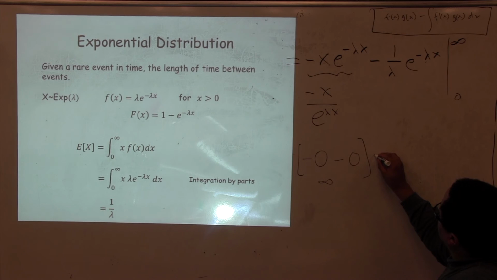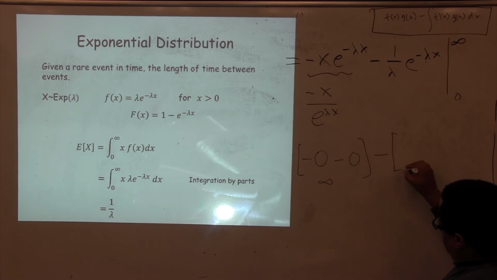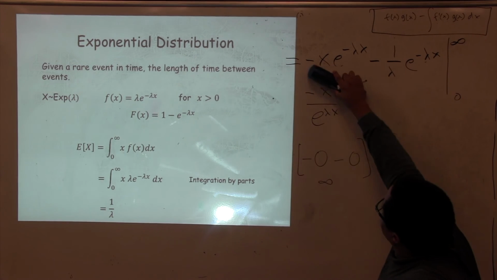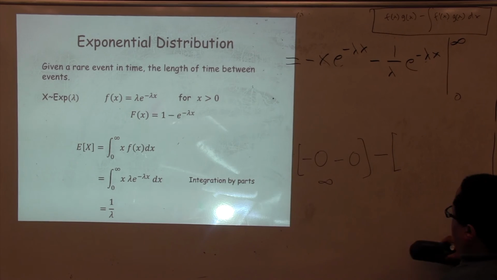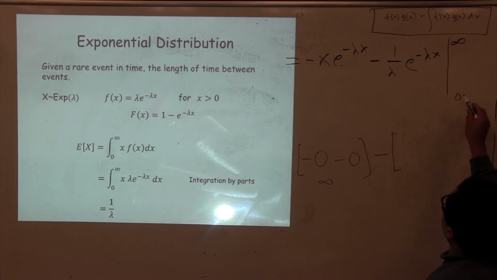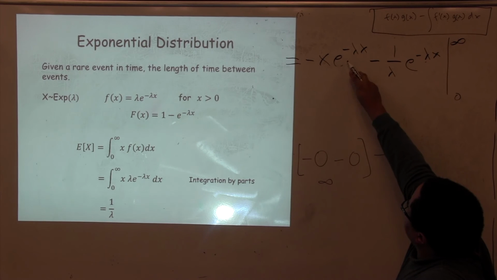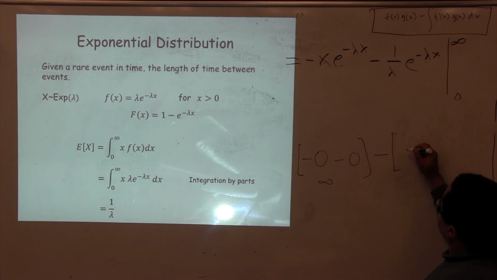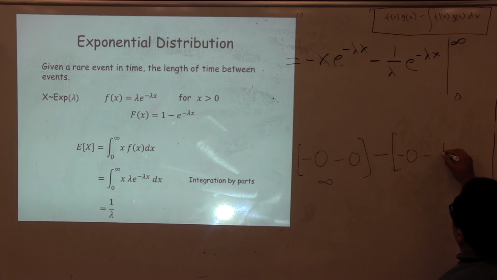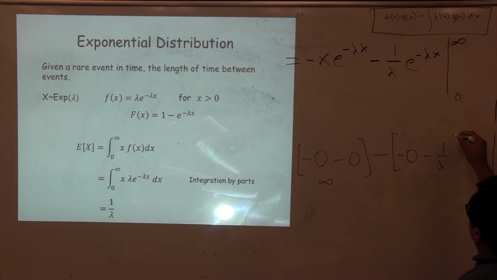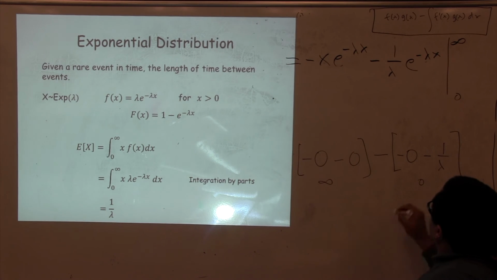So we're going to subtract from that this same expression evaluated at 0. Okay, so we know that 0 times anything is 0, right? So that's going to be minus 0. And then we're going to say minus 1 over lambda times e to the 0 power, because that would be a 0 exponent, is 1. So that's minus 1 over lambda. So we have evaluated at 0, right?